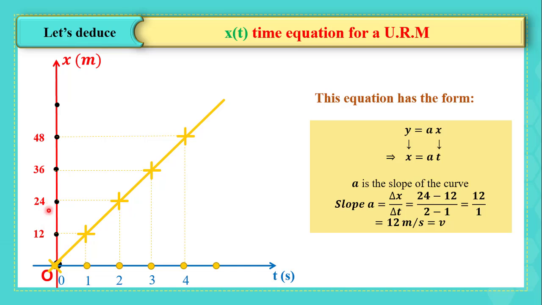The obtained value is 12 meters per second, which is equal to the algebraic value of the velocity, which is equal to v. Also, you can deduce that the slope is v by noticing the units. Since delta x is in meter and delta t is in second, then the obtained unit of the slope is meter per second. Then the equation had the form of x of t is equal to vt.